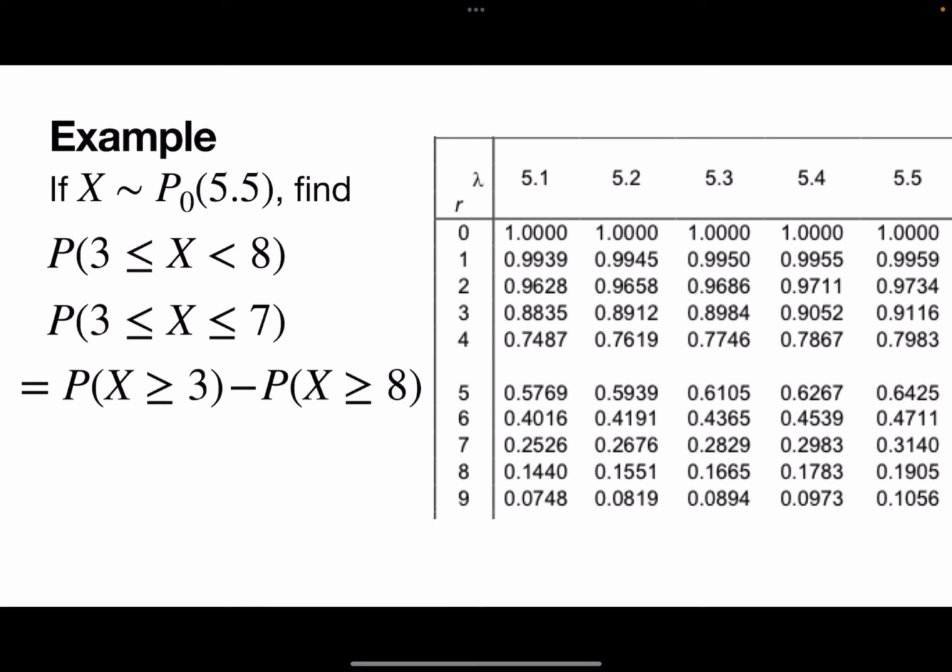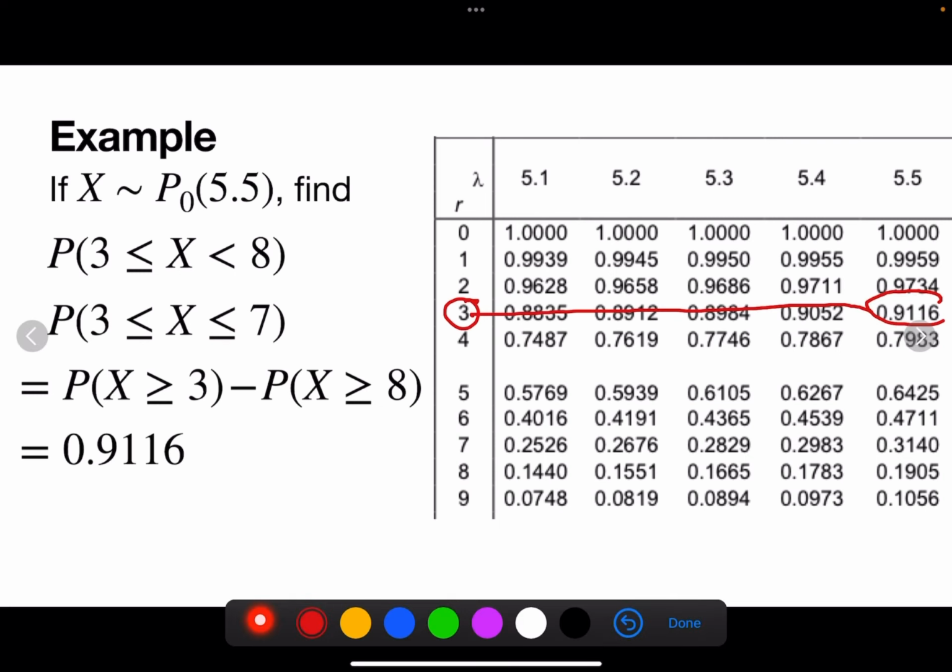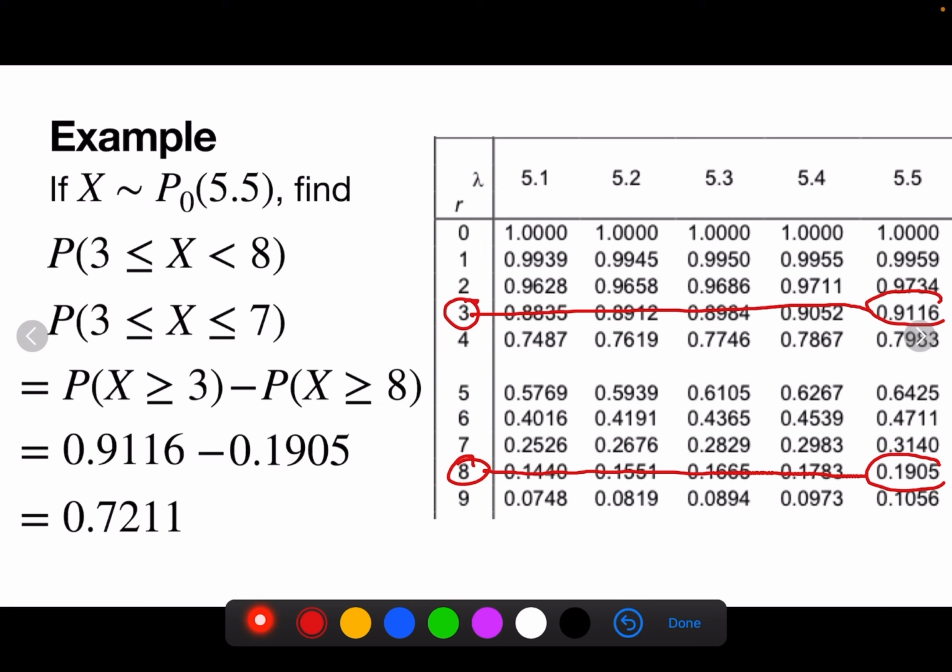Probability of x greater than or equal to 3 and x less than 8: probability minus probability of x greater than or equal to 8. To make things easier, make both less than or equal to. What is the number before 8? 7. So when subtracting, we minus the number after 7, which is 8. And probability of x greater than or equal to 8 is 0.1905. The answer is 0.7211.